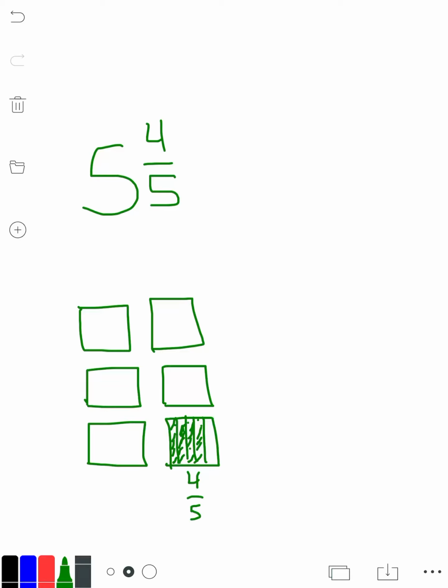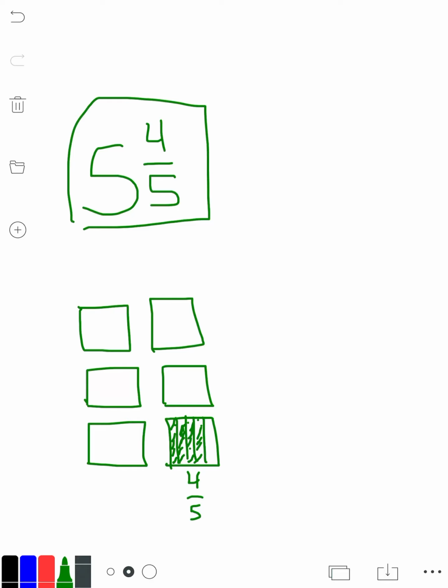Attempt at screen recording a little mini lesson. This one is going to be on changing a mixed number, like this, 5 4/5, to an improper fraction because they're worth the same thing. They're just two different ways of showing it.